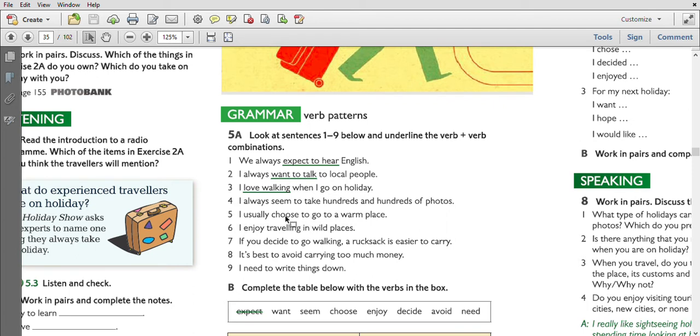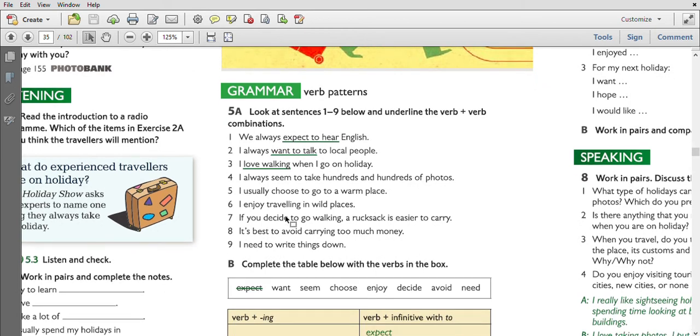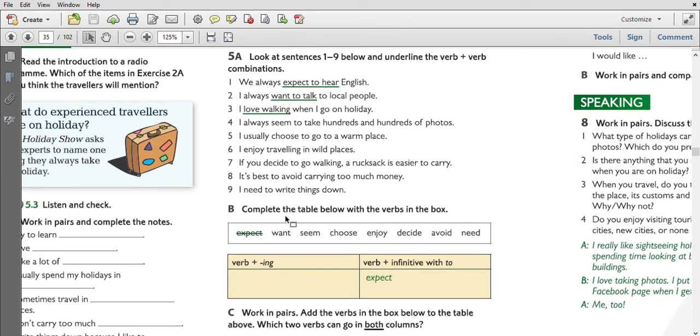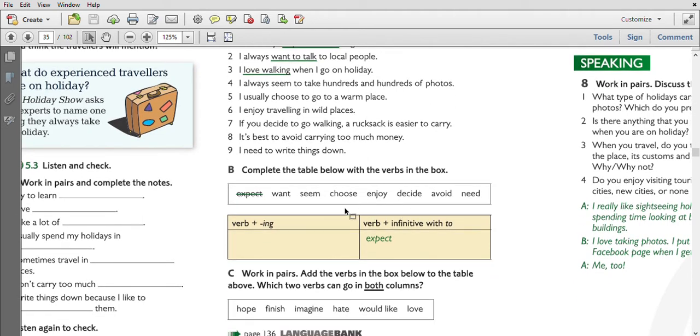So let's first go back to 5a. We have already read it. And after that, take B. Complete the table below with the verbs in the box. Here we have the following verbs: expect, want, seem, choose, enjoy, decide, avoid, and need. So we should divide these verbs into the first part, verb plus ing, and the second, verb plus infinitive with to.